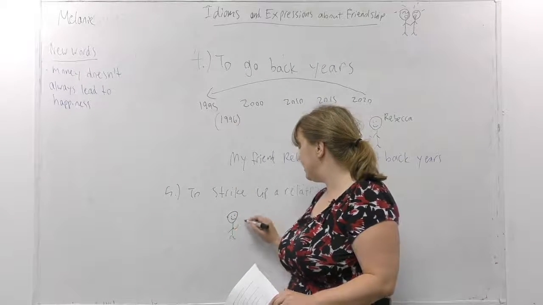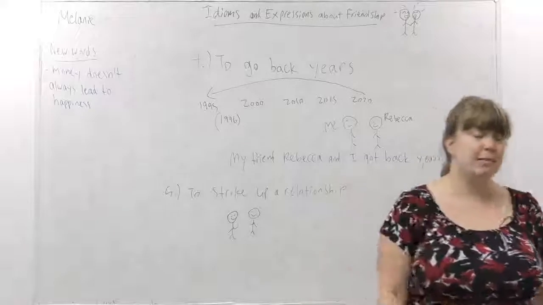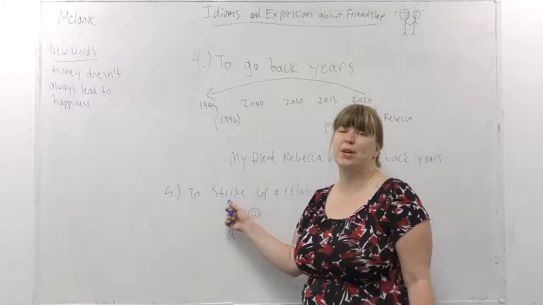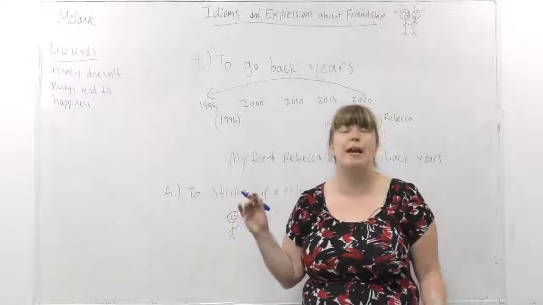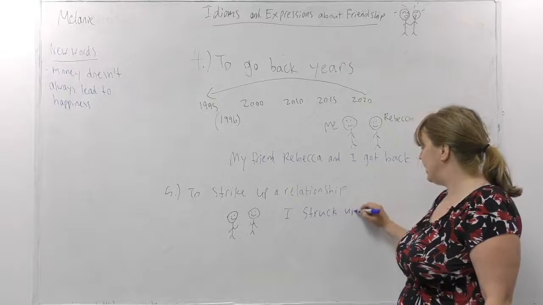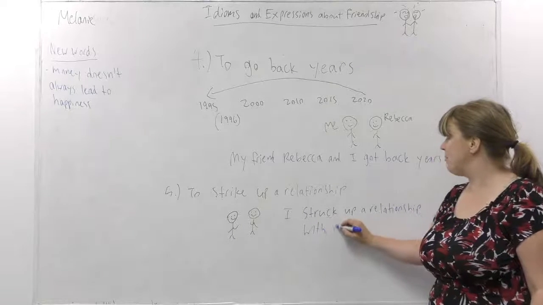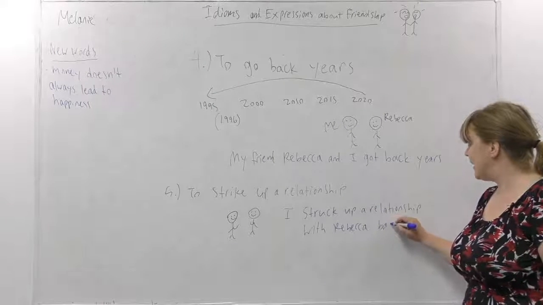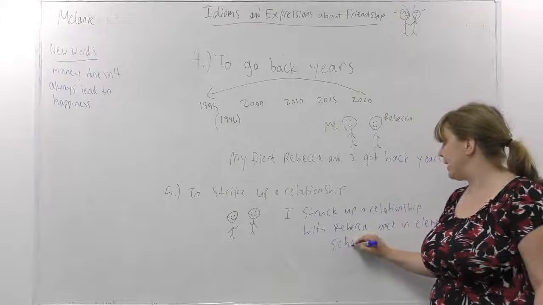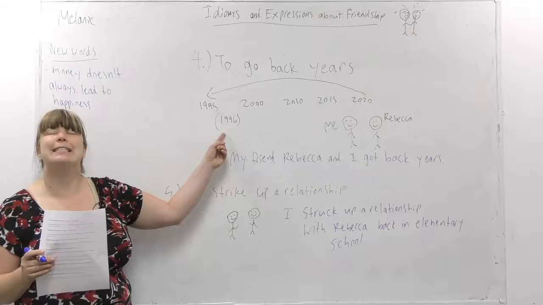So this is two people and they are striking up a relationship. Okay, so let's think of a good example sentence. Let's use a past tense one because this is a funny verb and it's irregular. So the past tense is not going to be striked. It's going to be struck. So I struck up a relationship with Rebecca, same friend, back in elementary school, in elementary or primary school. I struck up a friendship with Rebecca back in elementary school in 1996.